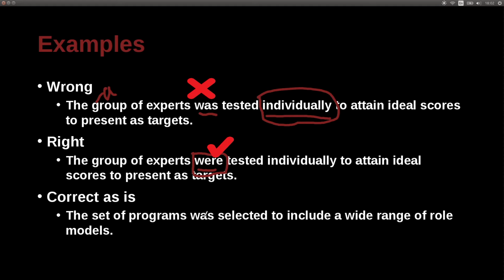The set of programs was selected. Why was? Because it's the set. And that's just like the group, it's a set. So it's just the one, and it was singular.